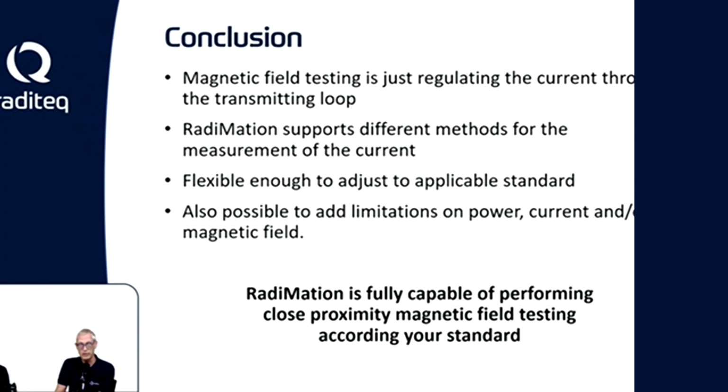RadiMation does support different methods for measuring the current. So it can be a current sensor in combination with the sensor power meter. It can be a shunt resistor in combination with the oscilloscope or a multimeter. RadiMation is able to use all those different setups to regulate the magnetic field test.